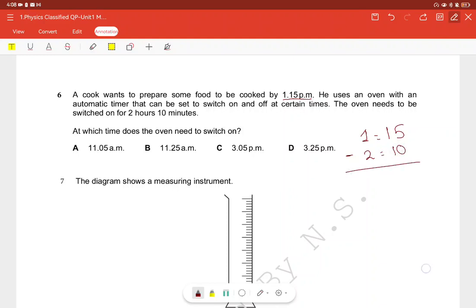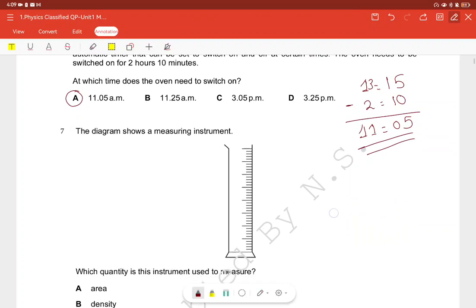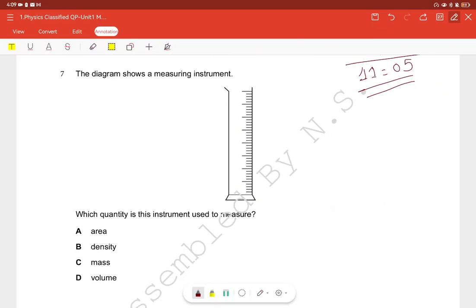15 minus 10 is 5, right? And 1 is actually 13 because it's p.m. 13 minus 2 is 11, isn't it? So it should start at 11:05 a.m. Excellent. The diagram shows a measuring instrument.